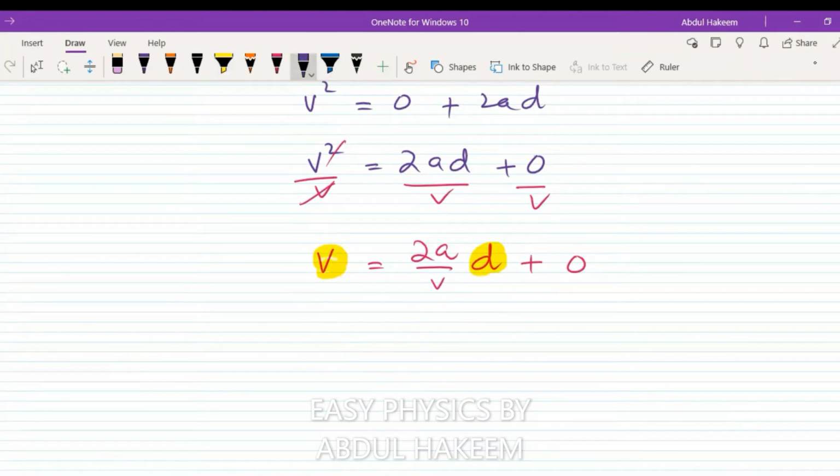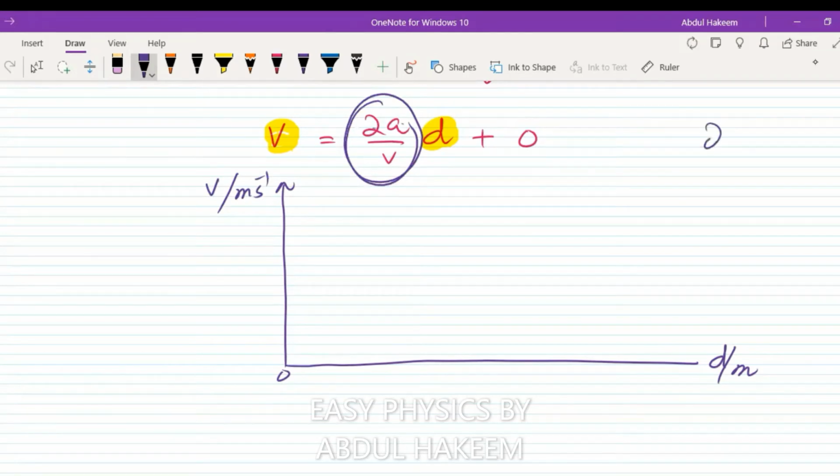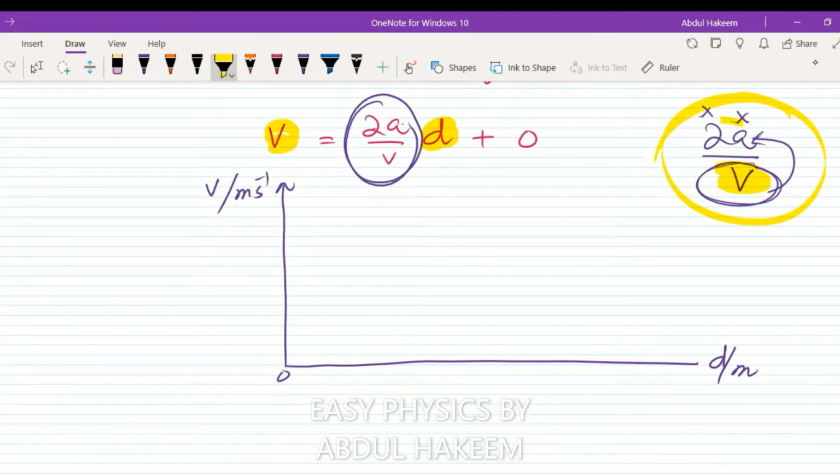So we have to plot the graph with v at the y-axis and d at the x-axis. So this is v, meter per second. Now, this portion is the gradient. 2a over v, the whole is the gradient. Now, a is constant, 2 is constant, but the problem is v. v is increasing due to acceleration. So in the fraction, the denominator is increasing. So the whole fraction will be decreasing, because this whole fraction is the gradient. When v increases, this denominator increases, the whole fraction value decreases. It means the gradient decreases. So we have to draw a decreasing gradient graph.